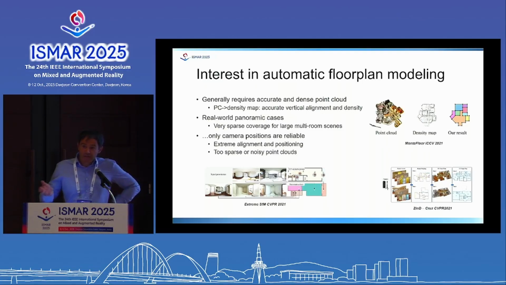In a panoramic case, especially the typical cases like the example there, the Zillow Indoor dataset, a very famous real-world dataset similar to Matterport, we have a very sparse coverage. We have at least one or two images for each room, and then it's very hard to obtain a dense point cloud. This is the typical real-world case that we have. In this case, the only thing possible is to have just the position of the camera.